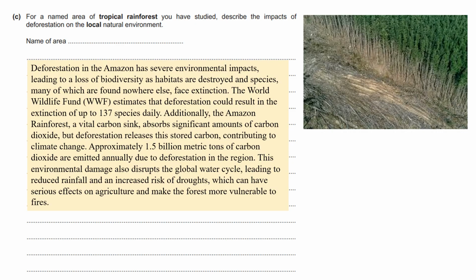Now, the environmental damage also disrupts the global water cycle. That's another point, leading to reduced rainfall and an increased risk of drought, which can have a serious effect on agriculture and make the forest more vulnerable to fire. Once you're able to do this, you get your full mark.